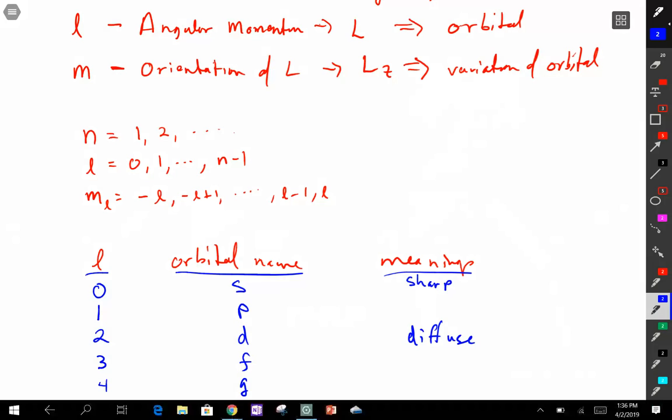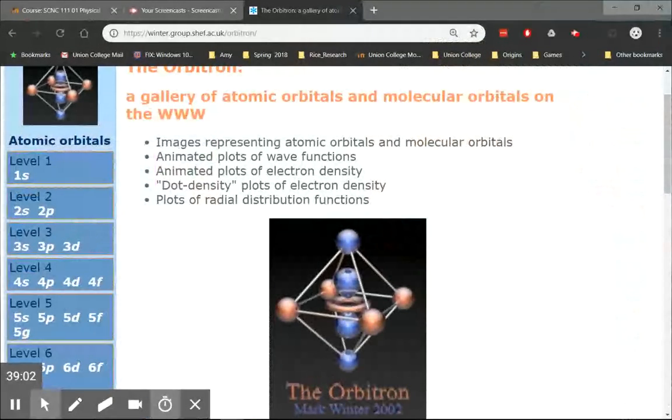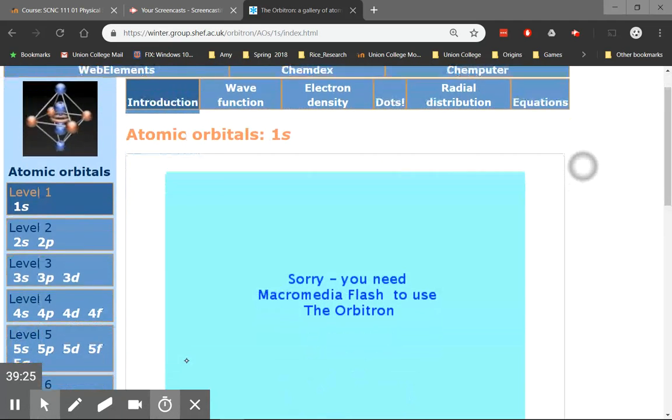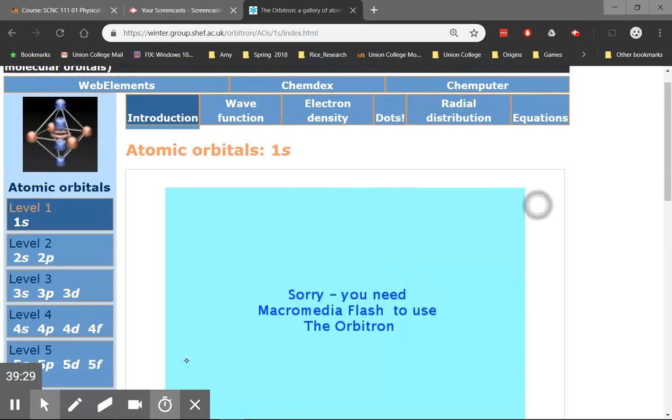So if we look at Orbitron here, it lists a 1s. So what does the 1 mean in 1s? Okay, so n equals 1. The shell is 1. And what does the s mean? L equals 0. And so if I click on this 1s, it's going to show us some, sorry, you need Macromedia Flash to use Orbitron. It worked last year.